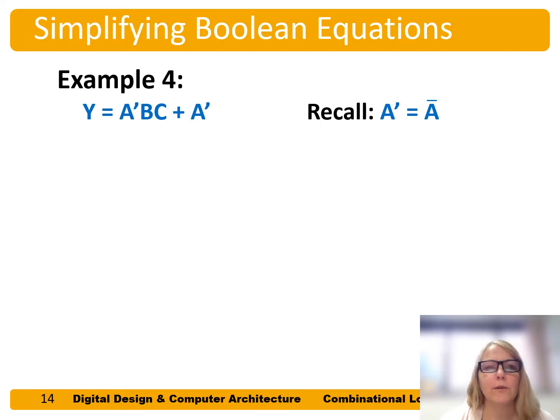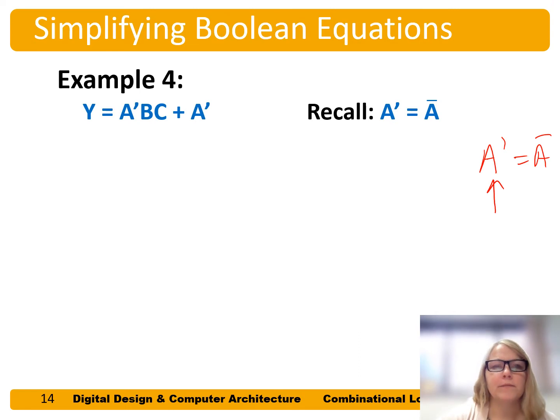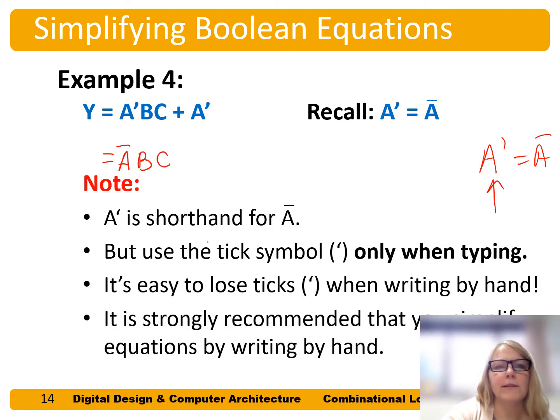Here we have another example where we can use the covering theorem. And remember, A with a single quote is the same as A bar. That's just easier for typing. So when you write it, you want to write the bar in. It's very easy to lose those ticks or those single quotes. So this is equal to A bar BC or A bar. And we can see we have A bar or A bar and something. We use the covering theorem, and if you want to keep that in the same spot, equals A bar using covering.